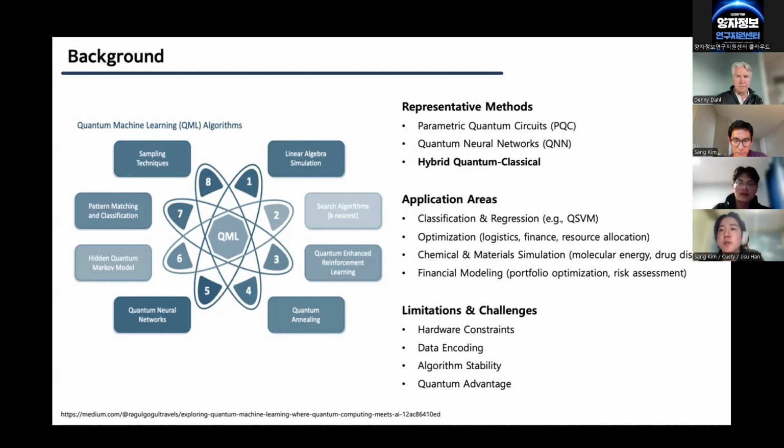Complex optimization problems in logistics, finance, and resource allocation, and quantum chemistry, such as chemistry and material simulation, such as predicting molecular energy levels or drug discovery. Now, let me introduce the data set we used.